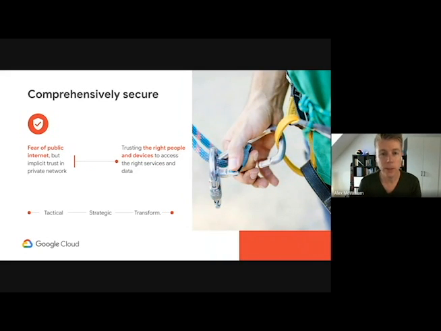And lastly, your ability to comprehensively secure will evolve from, again, a simplified binary notion of the internet is evil and everything in my data center is a safe space, to a future state where everything is evil, quite frankly. It doesn't matter where it is. And the only way to be secure is to trust the right people and the right devices in the right context, accessing the right kind of services for the right reasons. So defense in depth.